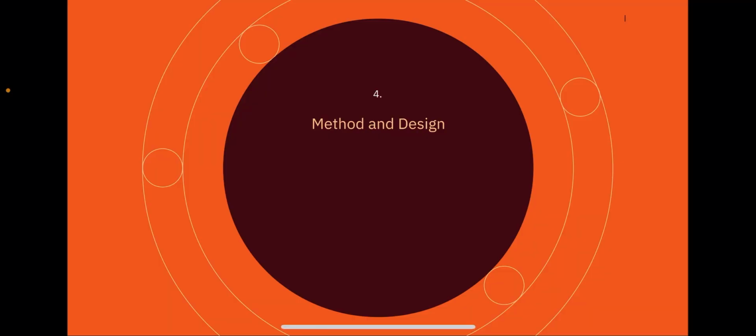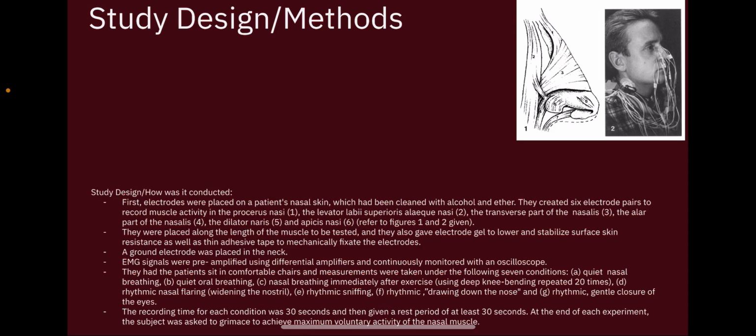Next, method and design. First, electrodes were placed on the patient's nasal skin, which had been cleaned with alcohol and ether. They created 6 electrode pairs to record muscle activity in the 6 different nasal muscles that were being recorded. And then also shown in the figure I added at the top again, showing the placement. They are placed along the length of the muscle, and then they also gave electrode gel to lower and stabilize surface skin resistance.